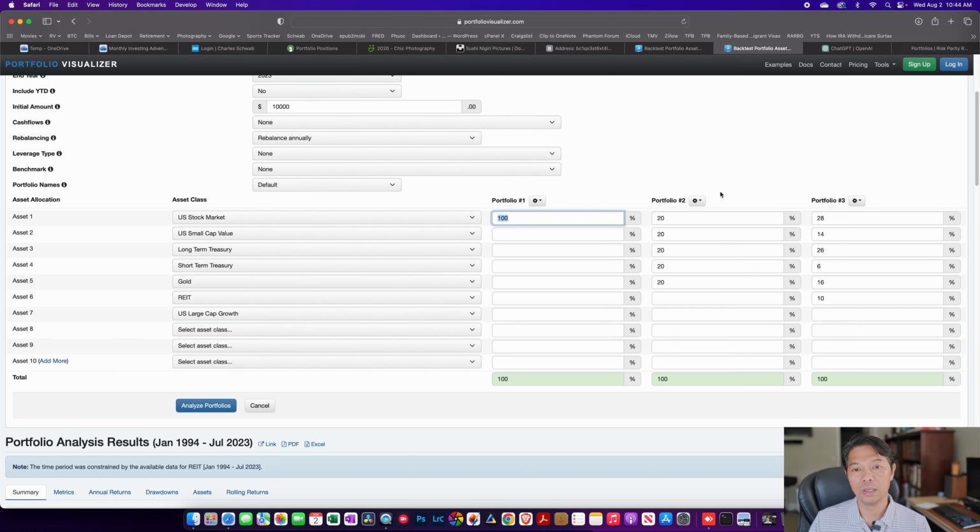Portfolio 2 is a portfolio that's popularized by a man named Tyler, who runs a site called portfoliocharts.com. He calls this the golden butterfly. It has 5 asset classes. It's split evenly into the 5 asset classes, and the classes are US stock market, US small cap value, long-term treasury, short-term treasury, and then gold.